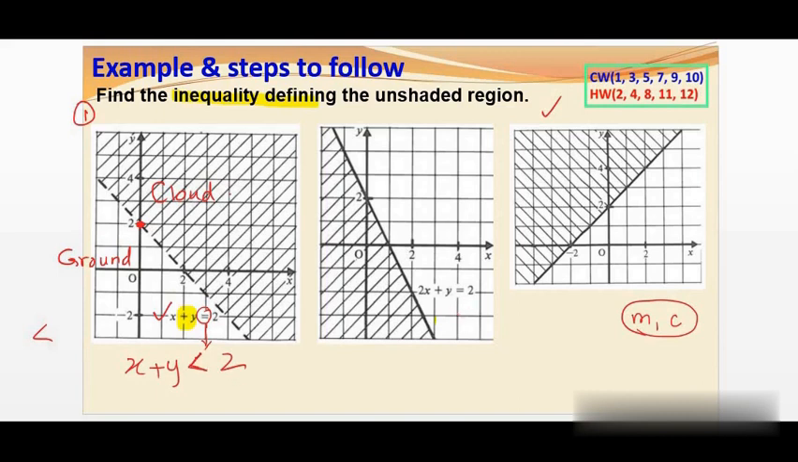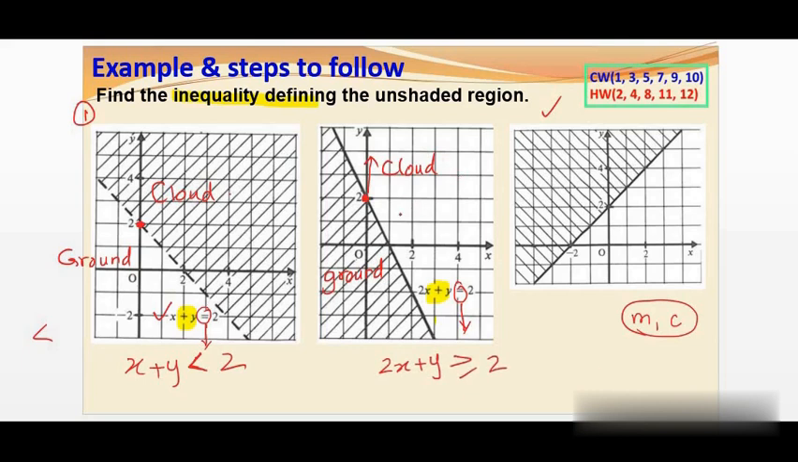Now look at this one. First thing you have to check: is y positive? Yes, y is positive. What is the next thing? Now we have to change this equality into less than, greater than, less than or equal to, greater than or equal to signs, right? Now here is the y-intercept. Looking at the y-intercept, we can see that the ground is shaded and the cloud is unshaded, right? So we have to make the inequality for the cloud. That means 2x plus y, because it's a solid line, is greater than or equal to 2.